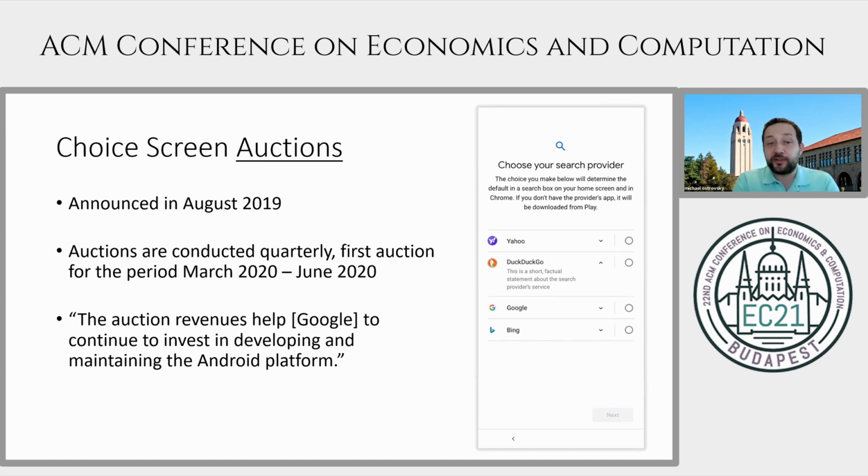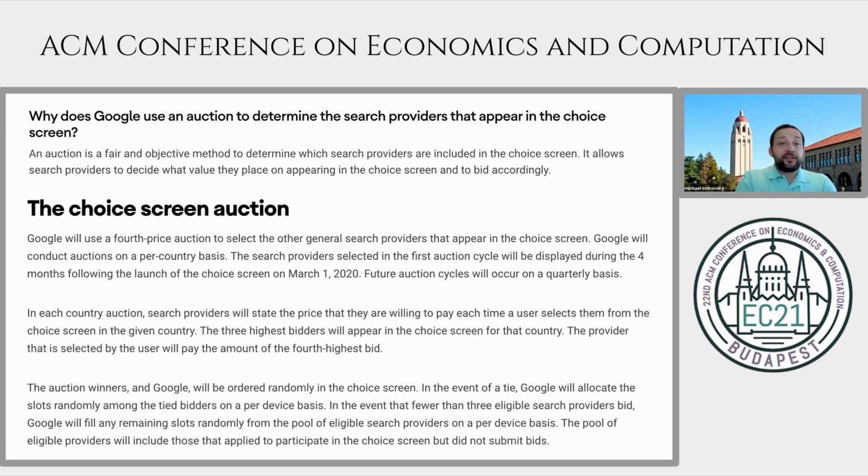And of course, Google is going to be displayed as one of the options. And that's one of the justifications. They said, look, we make big investments in the Android platform. The revenues from this auction will help us to continue to improve that platform. And here are a couple of screenshots from Google's webpage explaining how this auction works and why they do things the way they do.